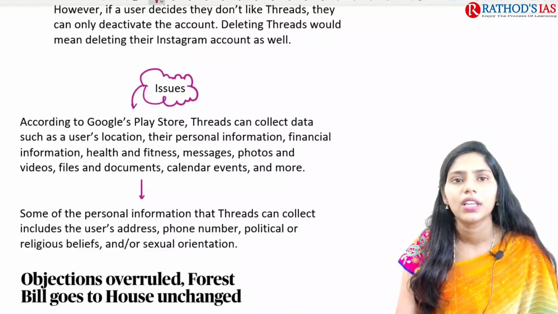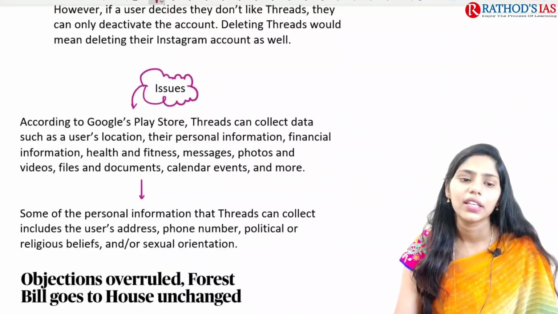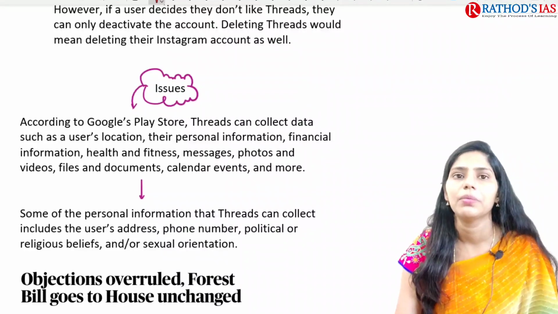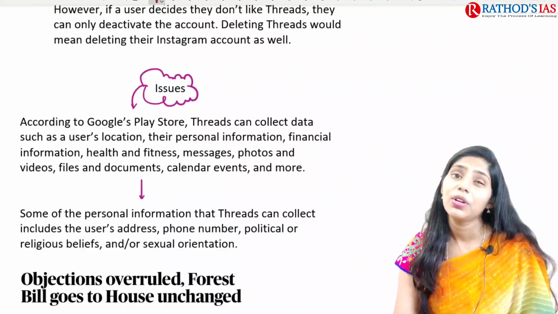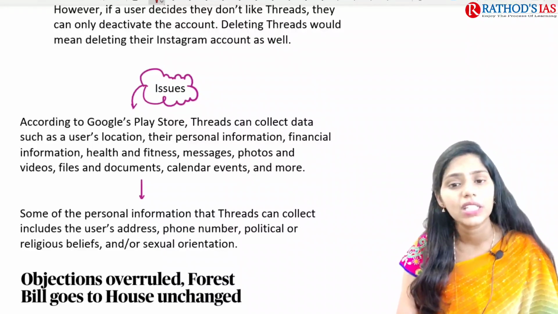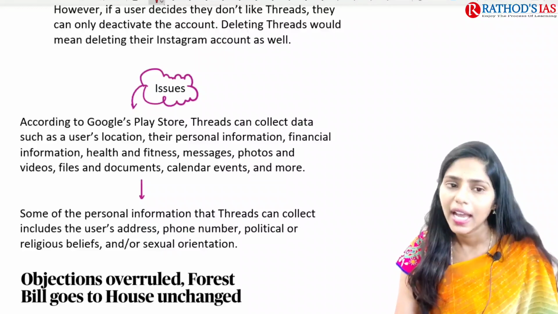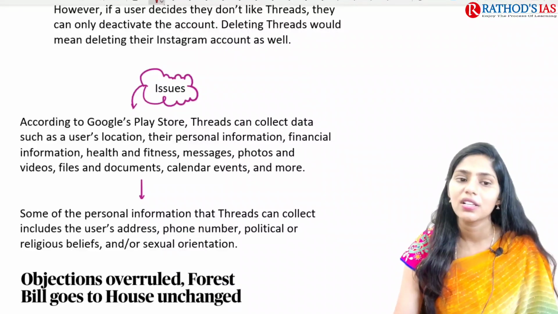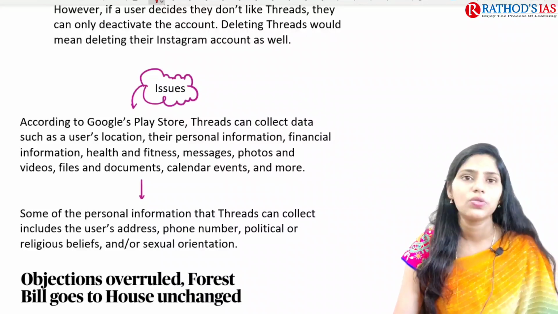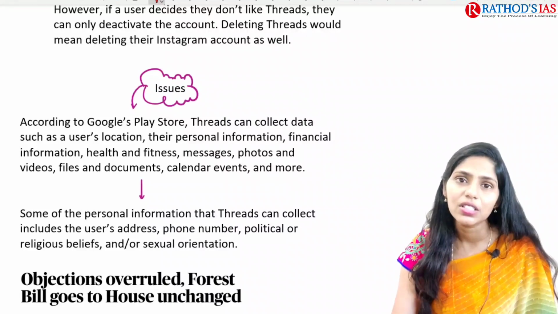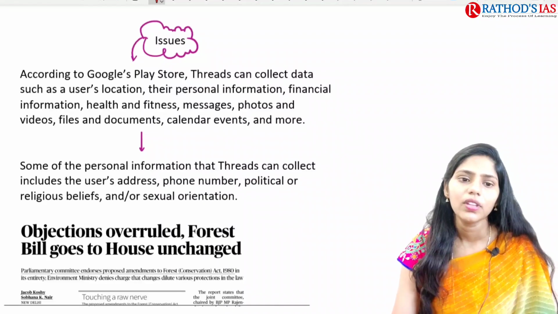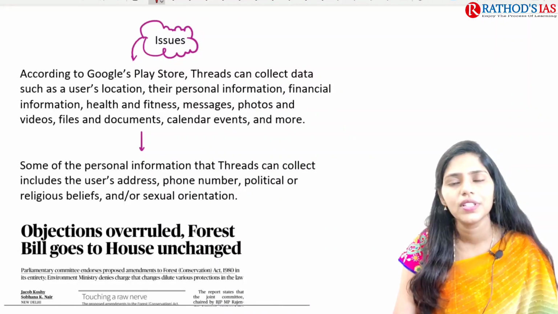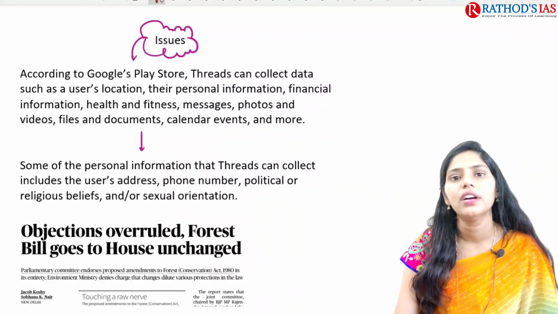For example, it will be collecting data like your name, address, phone number, etc. And it will be collecting not only personal information but even financial information, health and fitness data, messages, photos, videos, files, documents, calendar events, etc. So all these things will be collected. Because of this, the right to privacy comes in here.